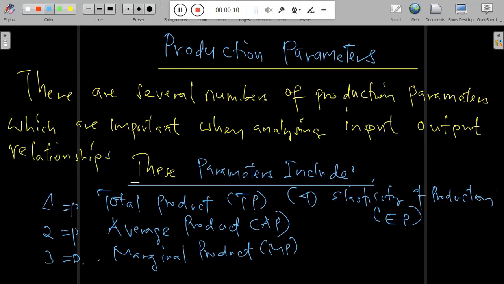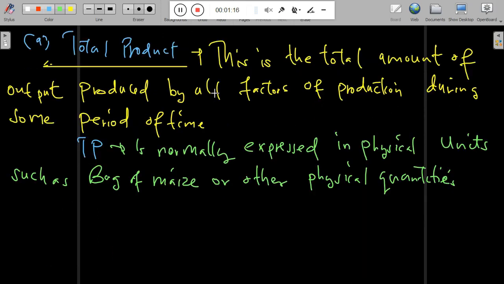There are several production parameters which are important when analyzing input and output relationships. These parameters include total product TP, average product AP, marginal product MP, together with the elasticity of production EP. If you want to analyze the relationships between the input and the output that is produced, you should understand all of these concepts.